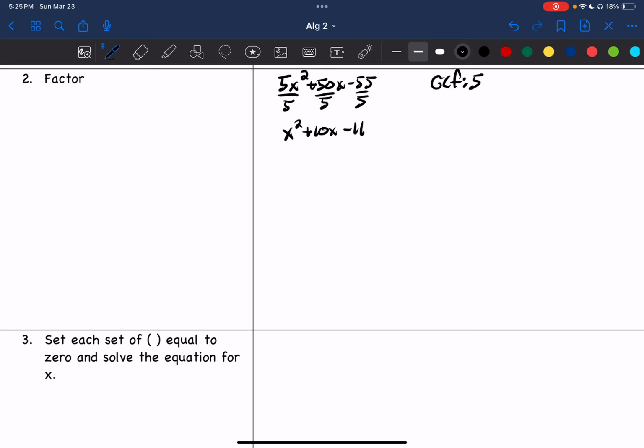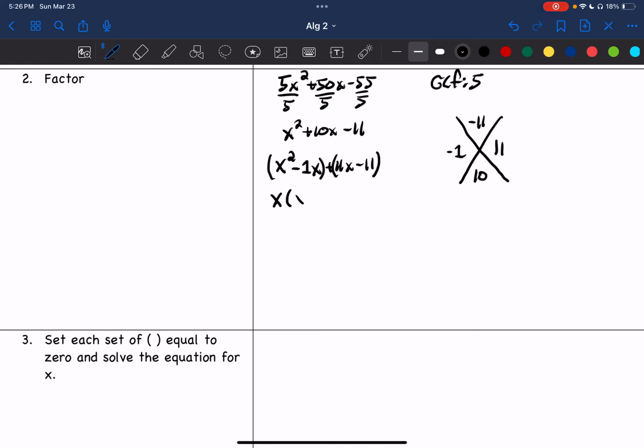So after we've taken out the GCF, we now want to do our magic x, and we want to find two numbers that multiply to negative 11 and add to 10. I'm going to say that we can do negative 1 and positive 11. And that means we can rewrite this as x squared minus 1x plus 11x minus 11. And then we can put parentheses around the first two terms, put parentheses around the second two terms, and factor out our GCF.